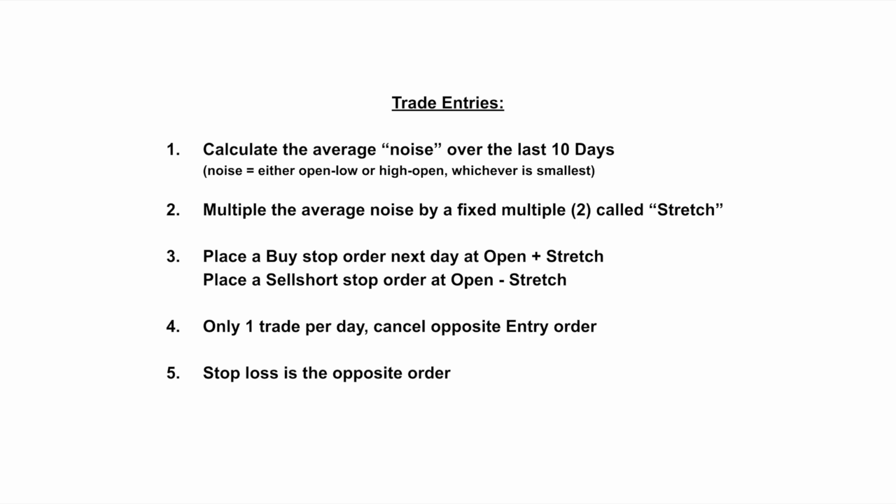Now the first thing we want to do is calculate the average noise over the last 10 days. Now the noise is calculated either by looking at the open minus the low, or the high minus the open, whichever's the smallest. And we calculate that for each of the last 10 days, add them all up, divide them by 10, and that's going to give us the average. Once we have that, we move on to number 2, which is we multiply that number by a fixed multiple, and we're going to use 2. And that's what is called the stretch. Once we have that stretch value, then we move on to number 3, and we place a buy stop order looking at the open of the day plus that stretch value.